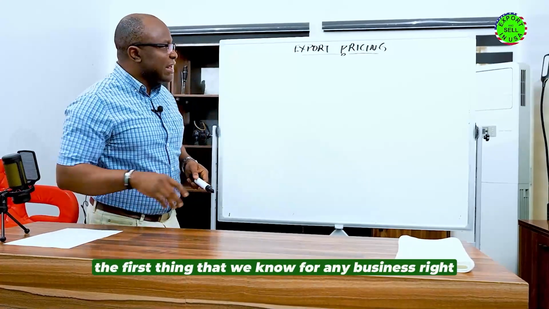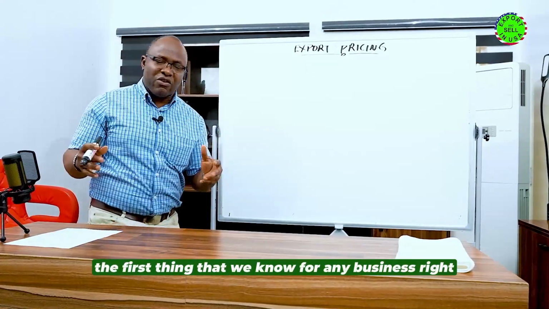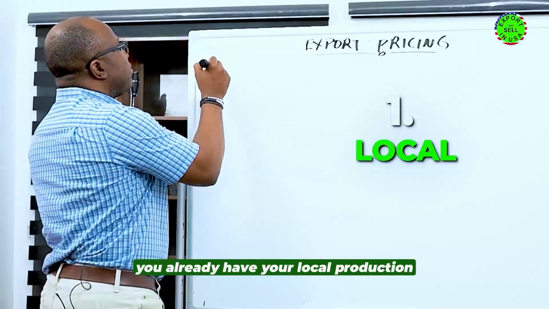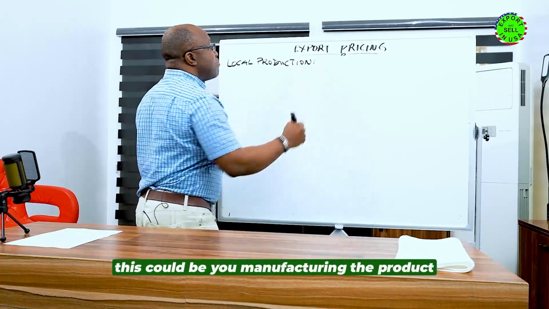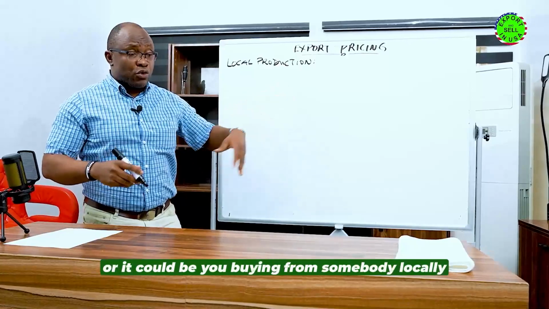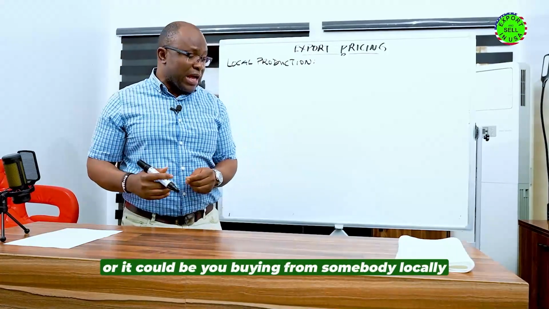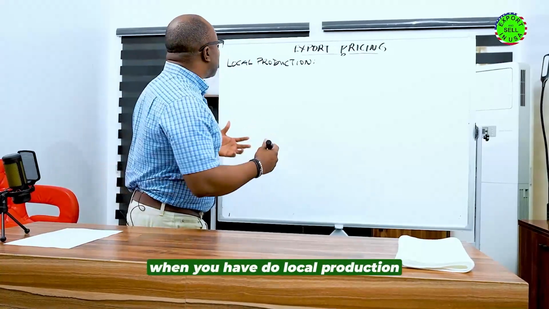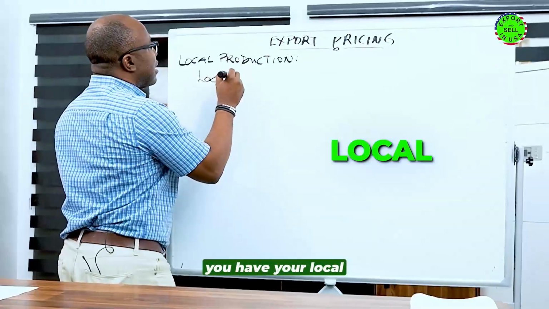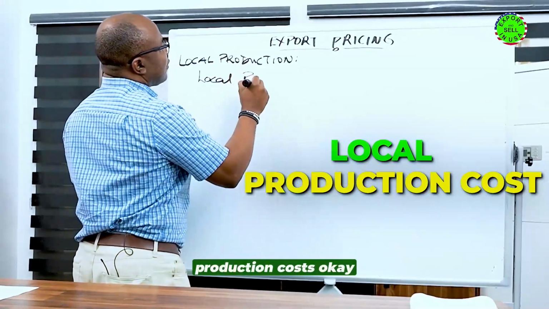The first thing that we know for any business, right? You already have your local production. You are already selling locally. This could be you manufacturing the product, or it could be you buying from somebody locally and trying to sell that product. So obviously, when you do local production, you have your local production costs.